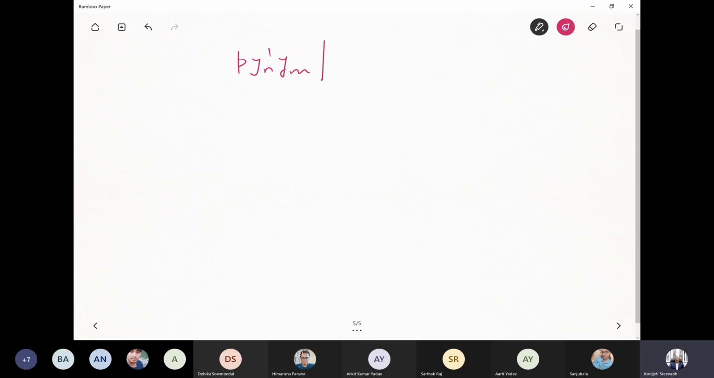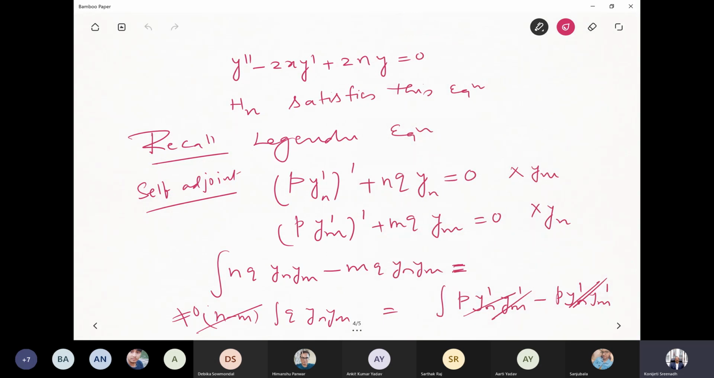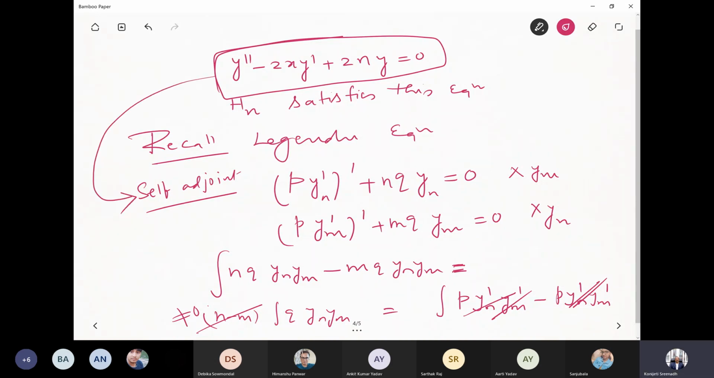On the boundary, I don't know what the boundary is. And the other term is going to be ym prime yn, at the boundary. Somehow these things have to become 0. Then you have the orthogonality of the polynomials. Now let's come to this equation. I have to write it in the self-adjoint form. So what is that p?